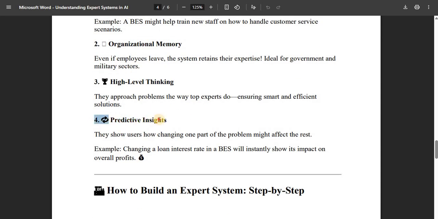Next is predictive insights. Predictive insight is, after analyzing the problem, you can predict what will happen after 1 month or 6 months or after 1 year. So that is the concept of predictive insight. Like you can predict that the Indian economy is growing very fast. Within 4 or 5 years, we will be the third largest economy. So that is the concept of predictive insights.